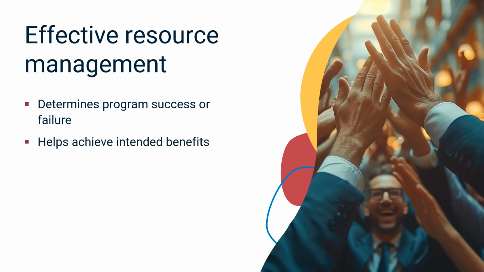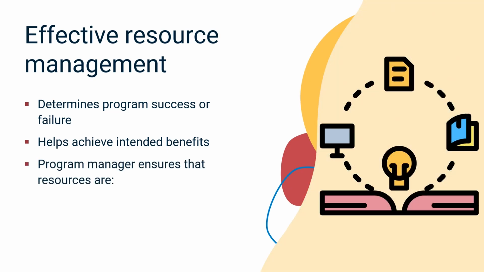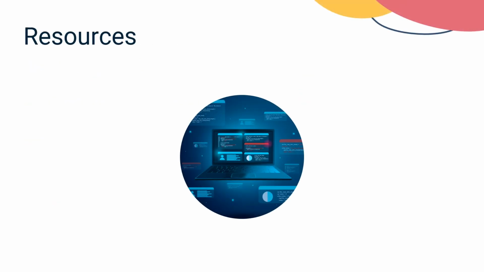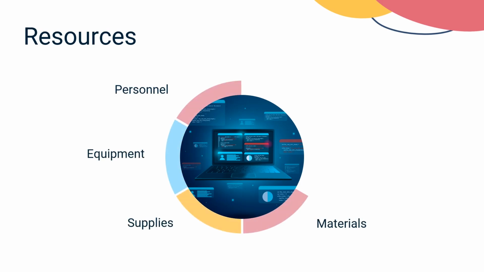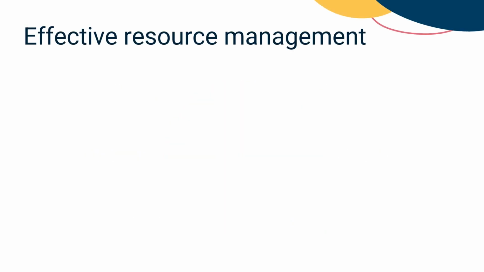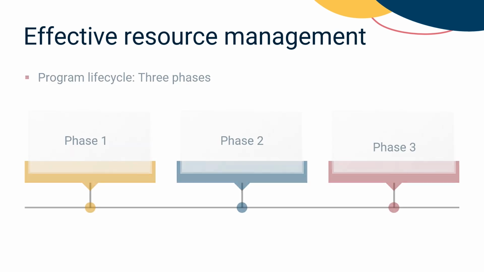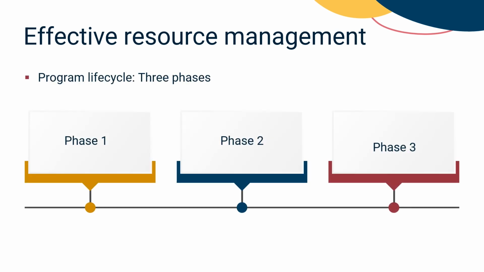So, for a program to achieve its intended benefits, it needs the necessary resources. The program manager ensures that these key resources are planned, managed, and controlled throughout the program. These critical resources include personnel, equipment, supplies, materials, and other support requirements, such as licenses and permits. Let's explore how these resources are managed and handled through all three phases of the program lifecycle.